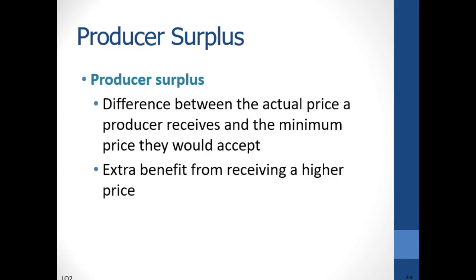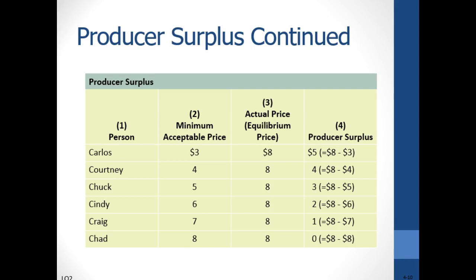Think about being the seller of a car. You probably have an idea of the lowest possible price that you will accept. If you receive a price that is higher than this lowest possible price, then you have received a producer surplus or extra benefit. This table shows the lowest possible price each seller is willing to accept as a payment.